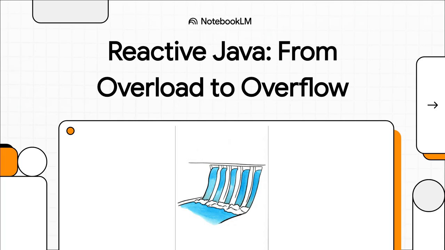Today, we're diving deep into reactive programming in Java. Now, this isn't just some new trend. It's a huge shift in how we build software, especially for the crazy demands of the modern internet. It's all about moving our apps from the brink of total overload to systems that can handle a constant overflow of data and requests without breaking a sweat.